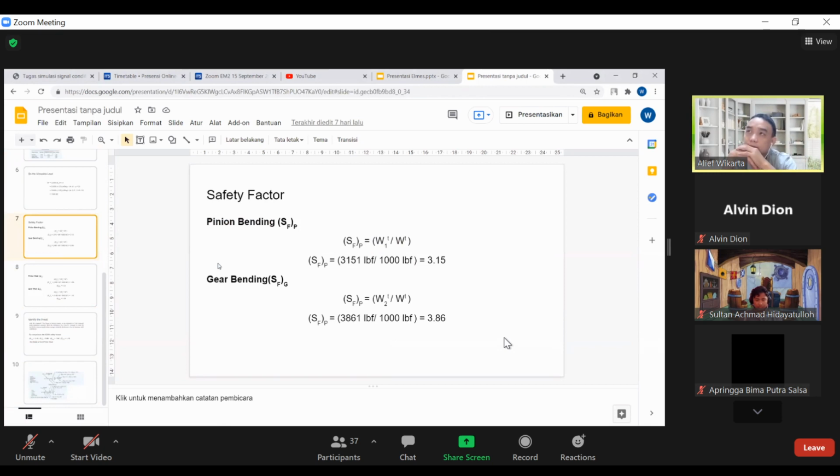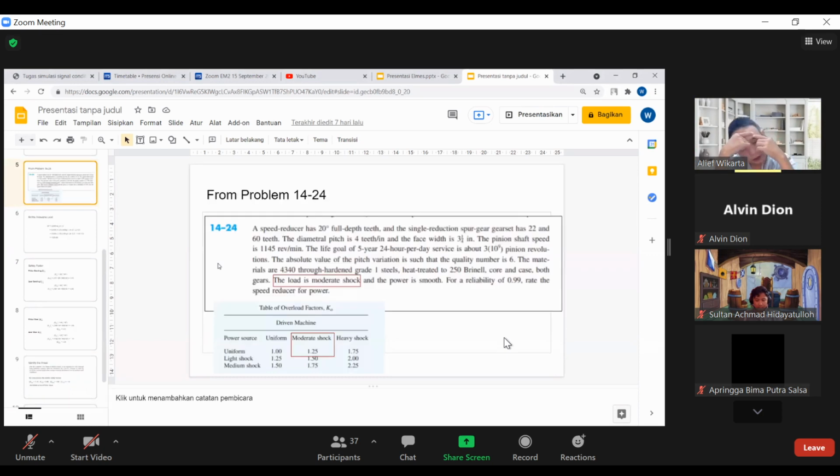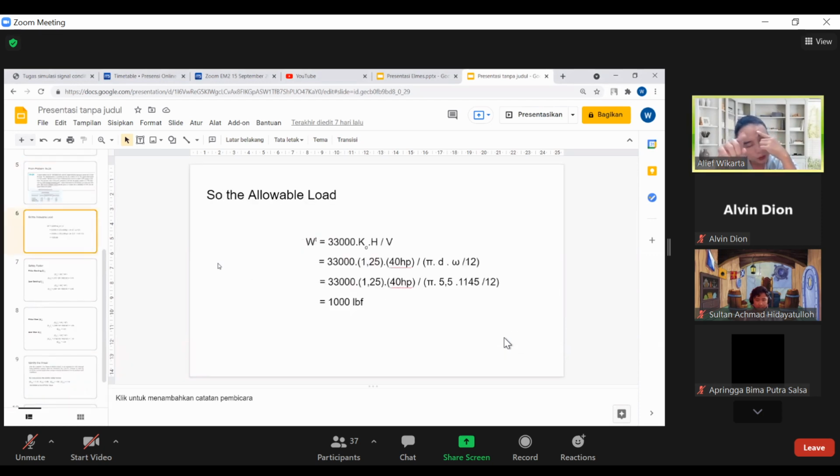Okay. Let me think. Safety factor should be equal to W per allowable. Allowable is coming from the materials. Is it correct? Okay, I checked it with the solution manual and it's already correct. So now let me see the final results.